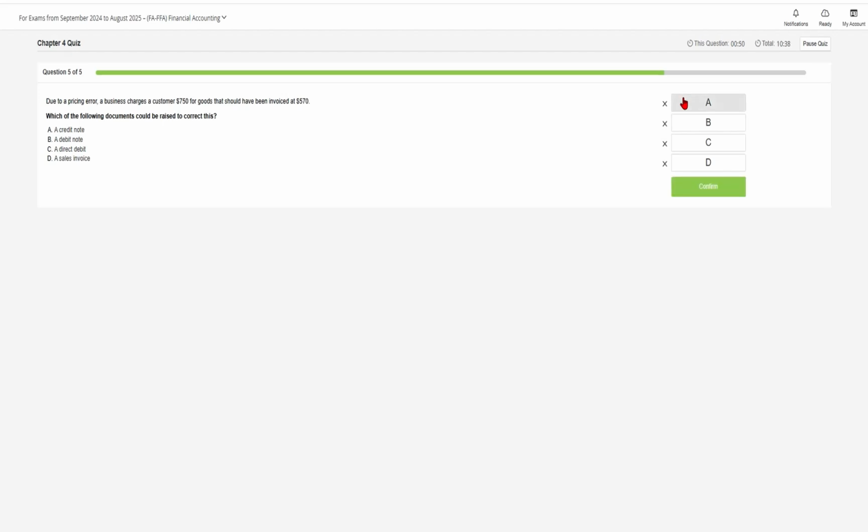The next we have a debit note. This document is used when a customer wants to request a deduction. Okay. The next we have a direct debit, so basically a bank payment method unrelated to correcting the price. So next we have sales invoice. Due to this sales invoice, this error happens, right? This incorrect amount has been recorded. So this is not something related to correcting it. I mean, to correct the invoice amount. So that's why it's not the right option.